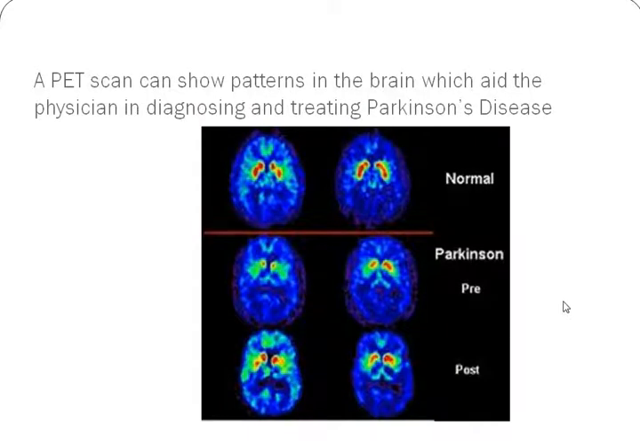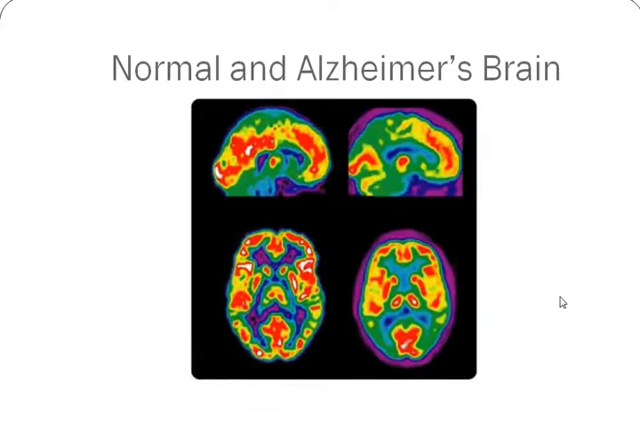A PET scan can show Parkinson's disease. It shows functions going on in there. This is normal versus Parkinson's, and this is pre and post treatment. Alzheimer's. Guess which one is? This one's Alzheimer's. This one's normal. Look at that activity difference.